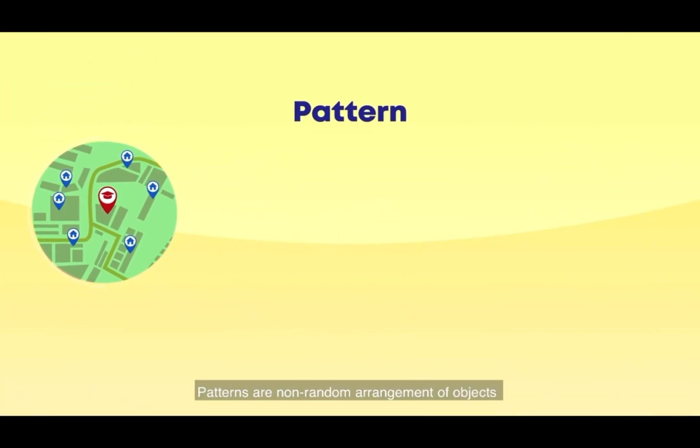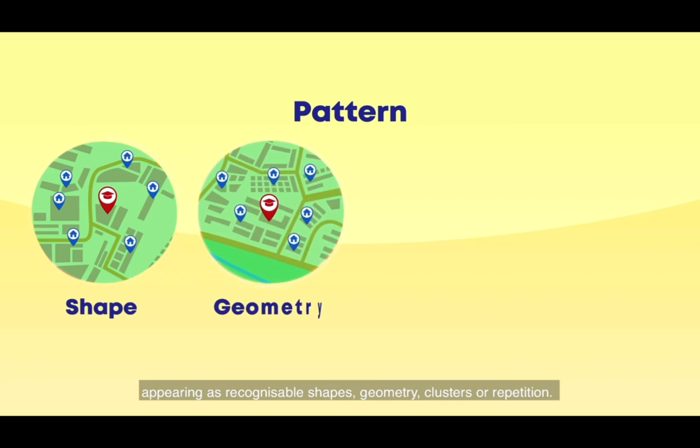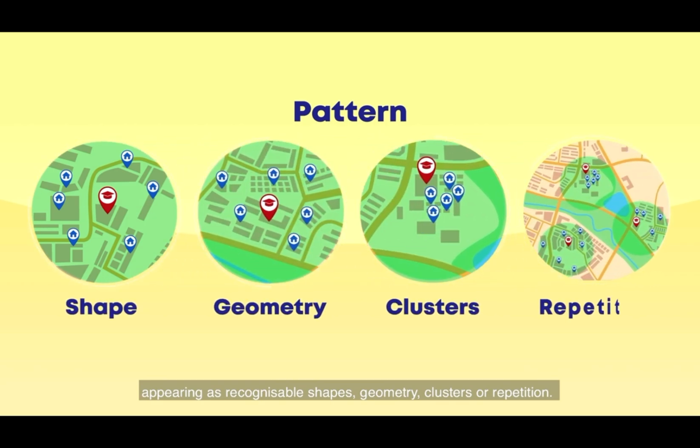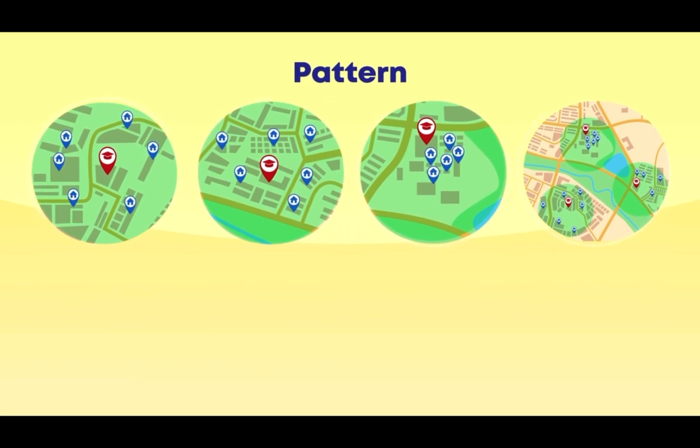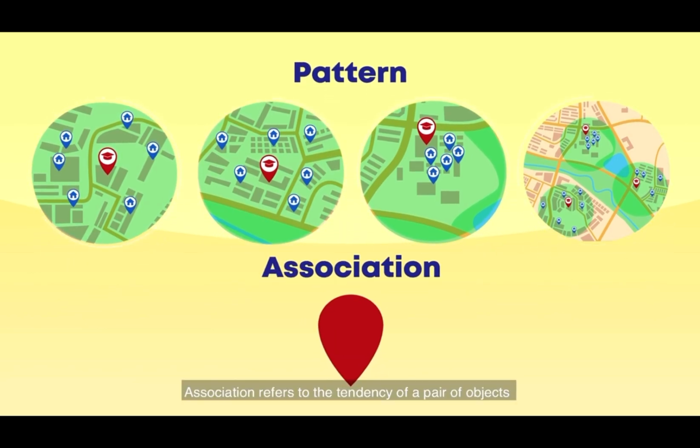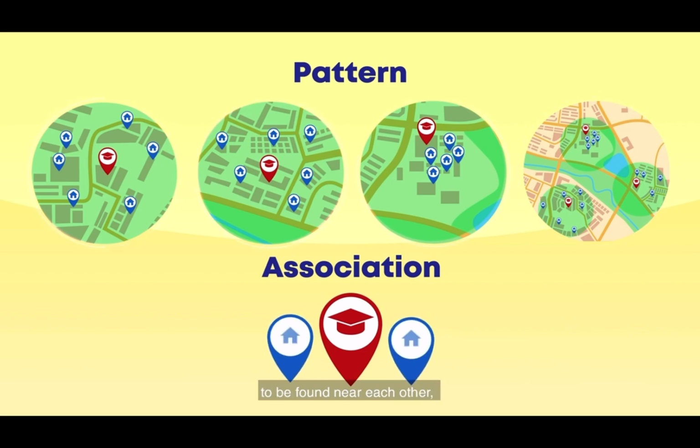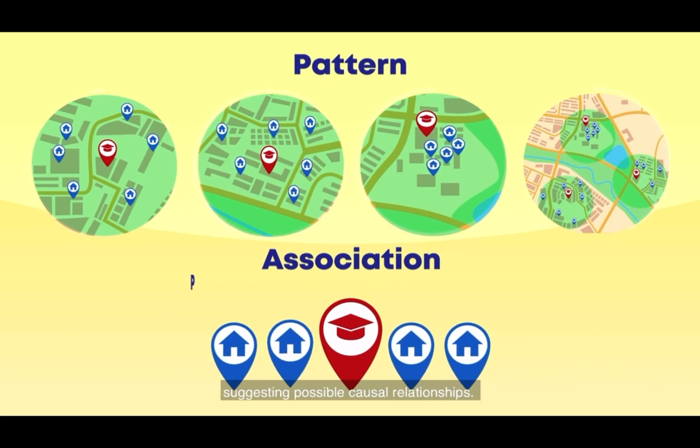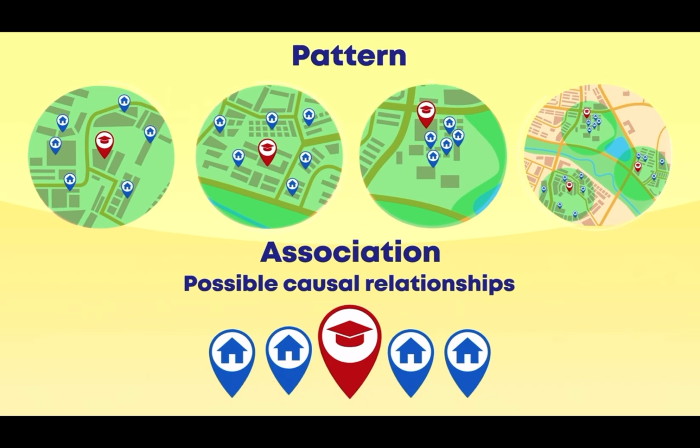Patterns are non-random arrangements of objects appearing as recognizable shapes, geometry, clusters, or repetition. Association refers to the tendency of a pair of objects to be found near each other, suggesting possible causal relationships.